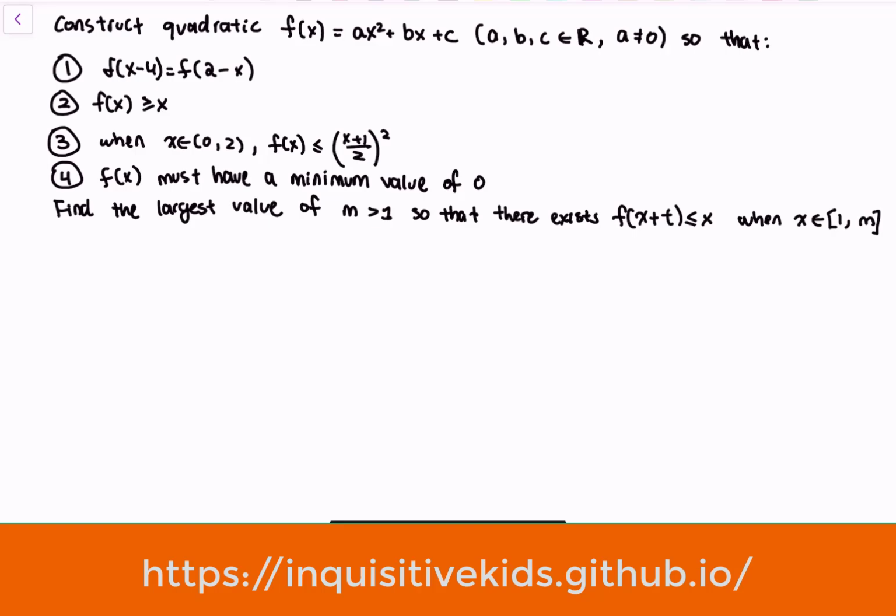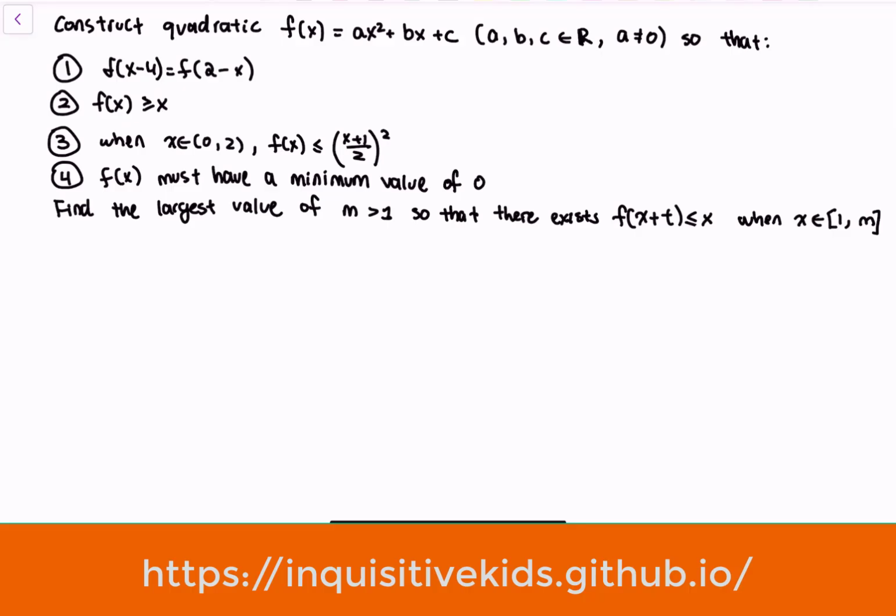After we construct this quadratic, we're also told to find the largest value of m that is greater than 1, so that there exists t such that f of x plus t is less than or equal to x when x is on the interval from 1 to m. So that was a very wordy problem, but they also gave us a lot of conditions. So let's break it down and talk about each condition one by one.